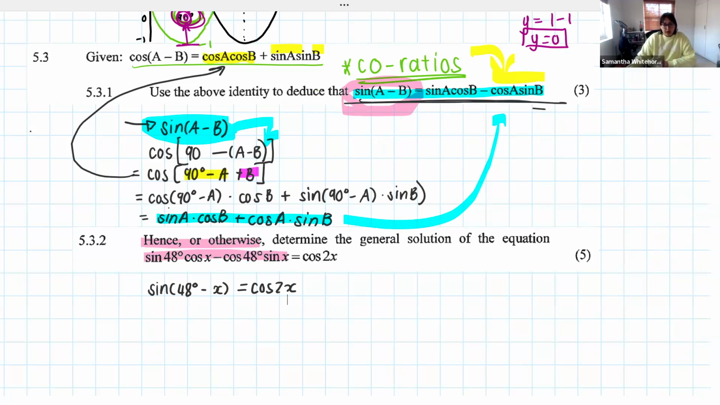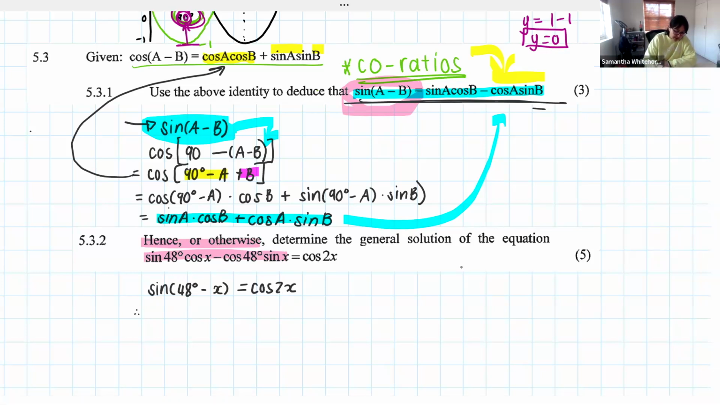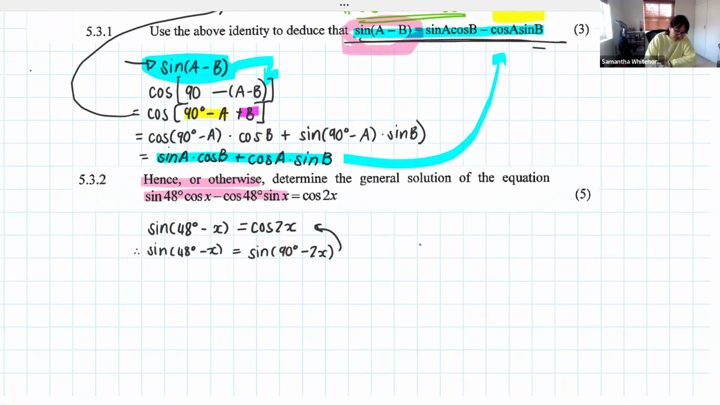Now, which one you apply your co-ratio to is up to you. Personally, I would never apply the co-ratio to a compound angle just because there's more room for error. And so I would apply a co-ratio to the cos 2x. So what I mean by that is I'm going to leave the sine 48 minus x because I don't have a problem with that. But cos 2x I can write as sine 90 minus 2x. That's the same thing. According to my co-ratio, that is exactly the same thing. There's no issue there. And now that my ratios are the same, I can now start to solve my equation.